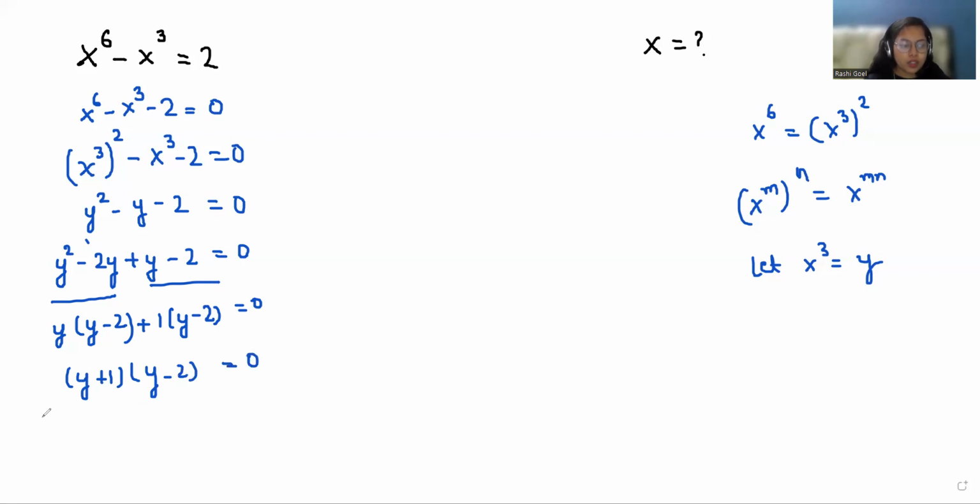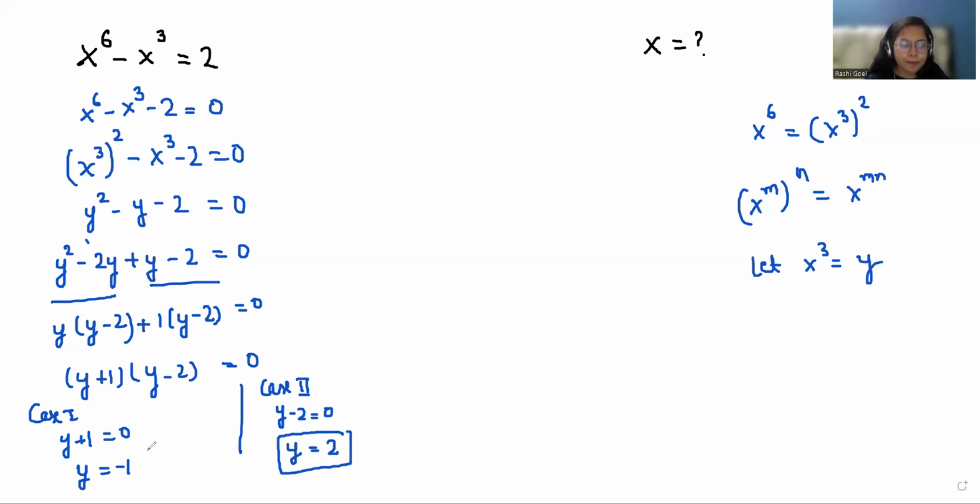Now we have two cases. Case 1, when y + 1 = 0. Case 2, when y - 2 = 0. So from this case, plus 1 goes to the other side, y = -1. And from this case, minus 2 goes to the other side, y = +2. So we have two values of y.